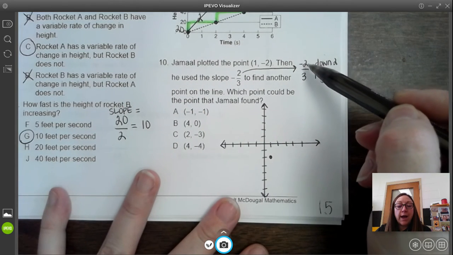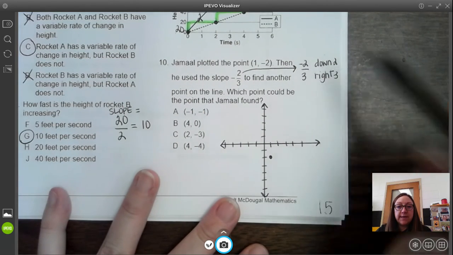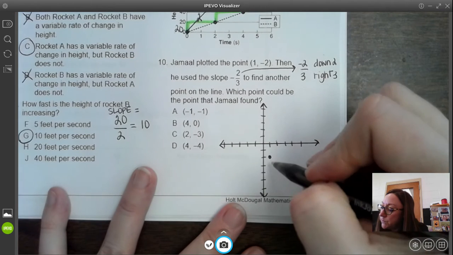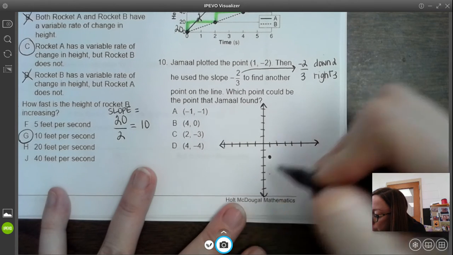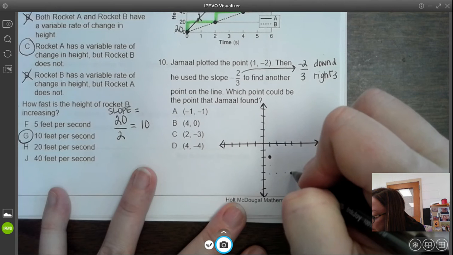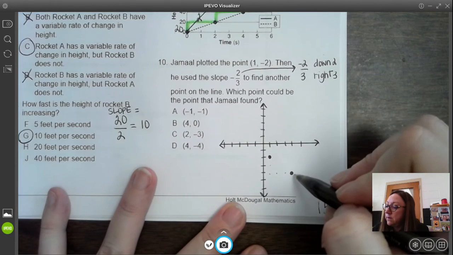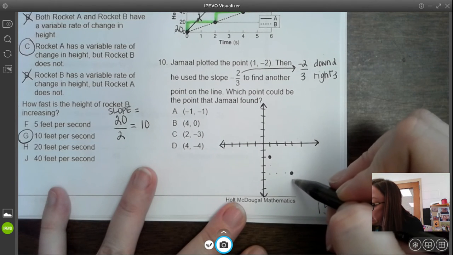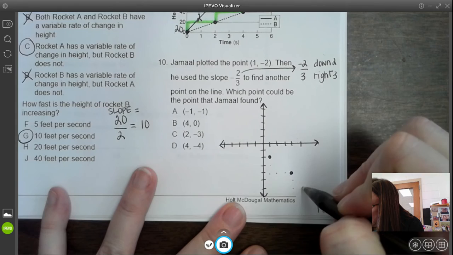Again, the top is the rise, so up or down. Since it's negative, that's down. So from this point, I'm going to count down 2 and then right 3. And then I could do that again, down 2 and right 3.